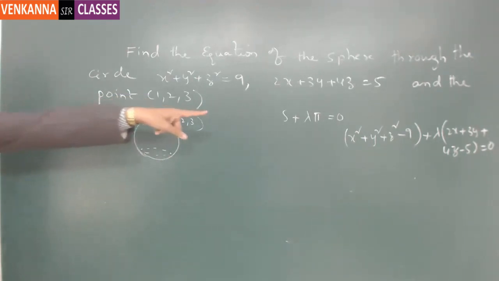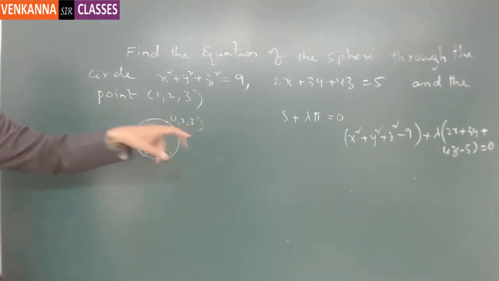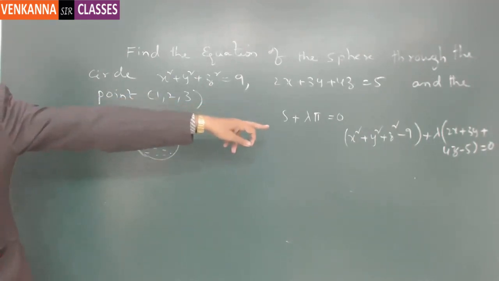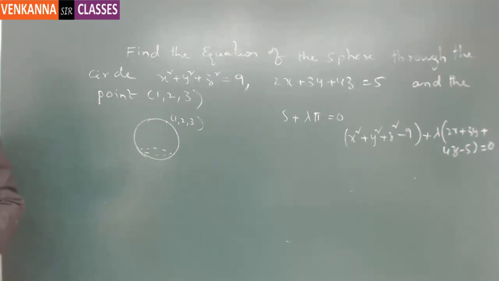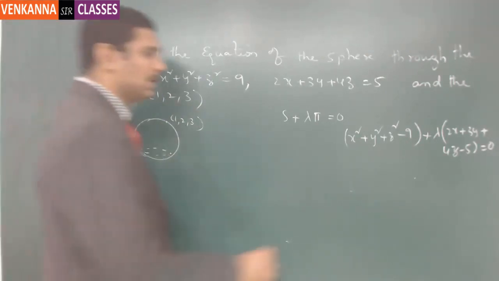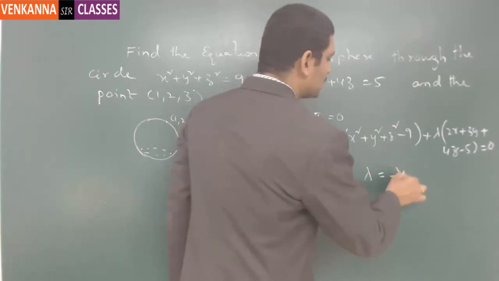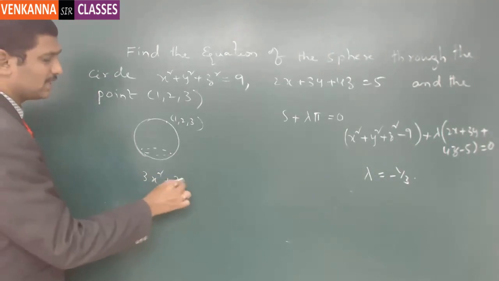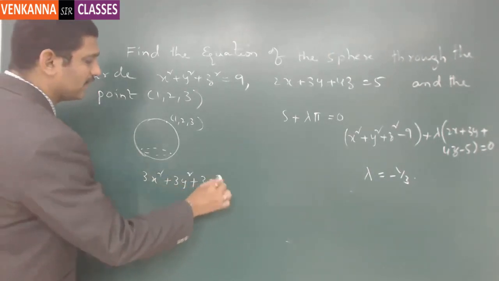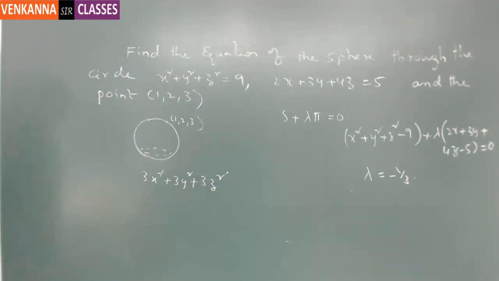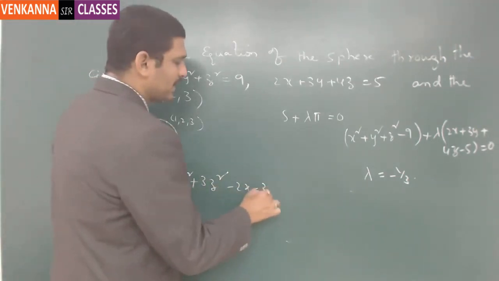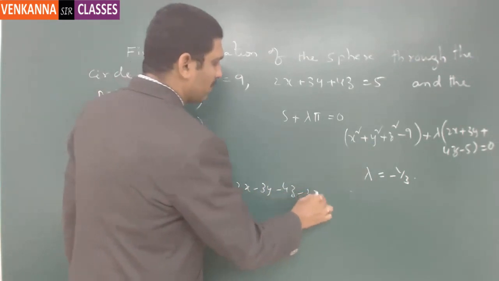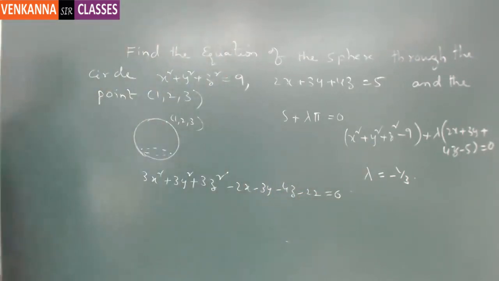So in order to evaluate lambda, substitute the point 1, 2, 3 in place of x, y, z there. Then you will get the value of lambda equal to minus 1 by 3. So substituting lambda there, you will get the required sphere equation as 3x square plus 3y square plus 3z square minus 2x minus 3y minus 4z minus 22 equal to 0. That you can check.